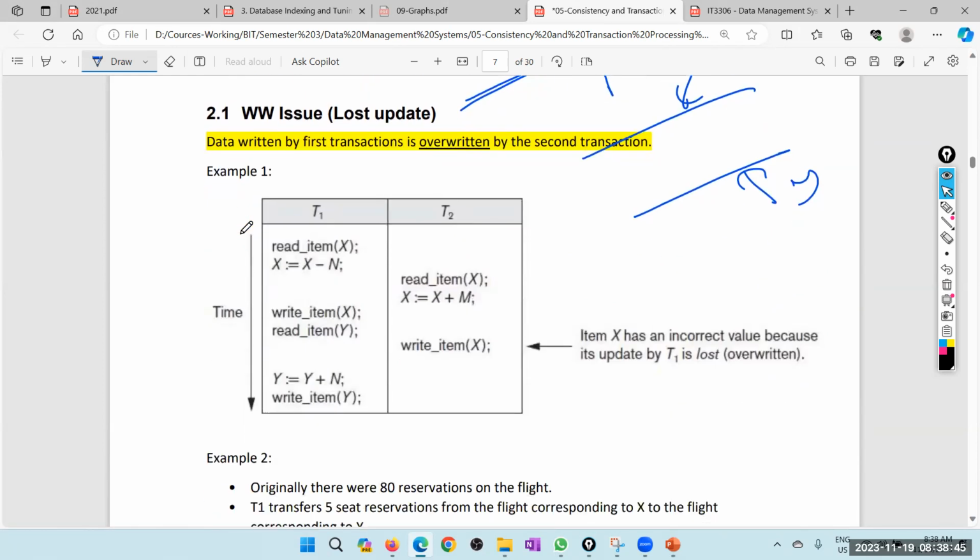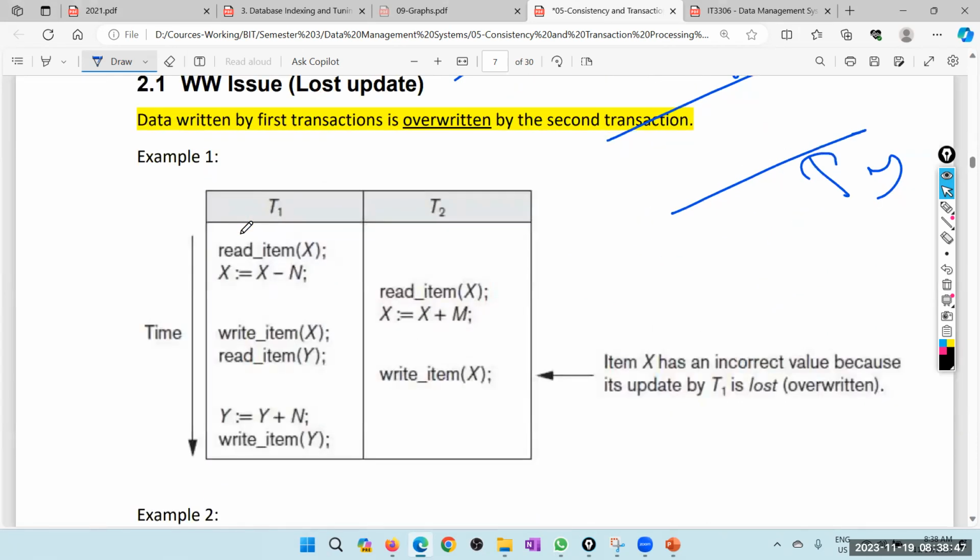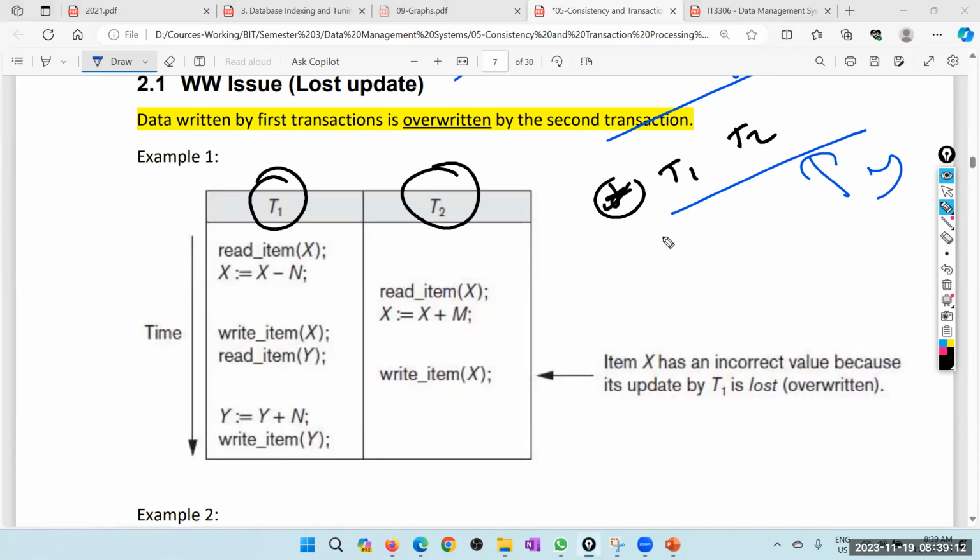Let's look at what the write issue, or lost update, is. So here, we must have two transactions. Remember, for a possible issue, first of all, you must have two transactions. There can't be any issues within the same transaction. So you need two transactions.